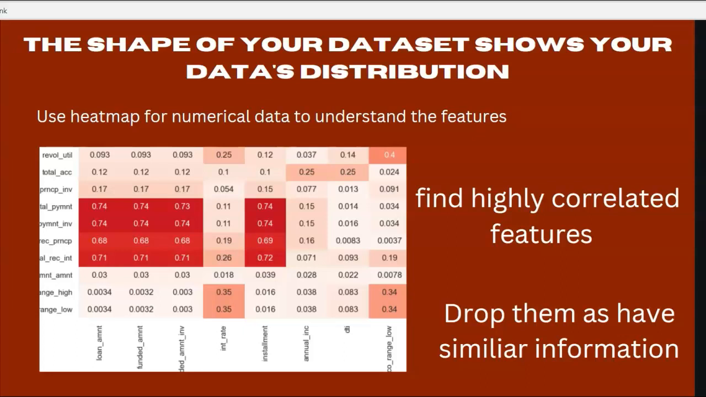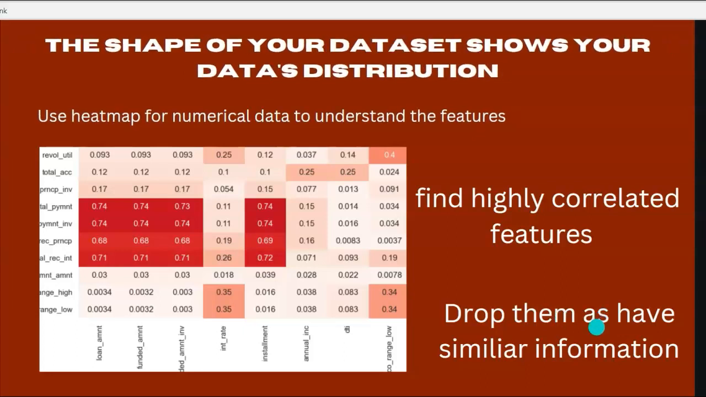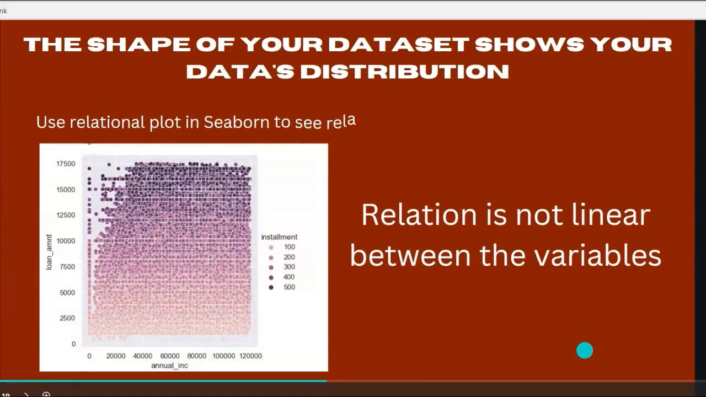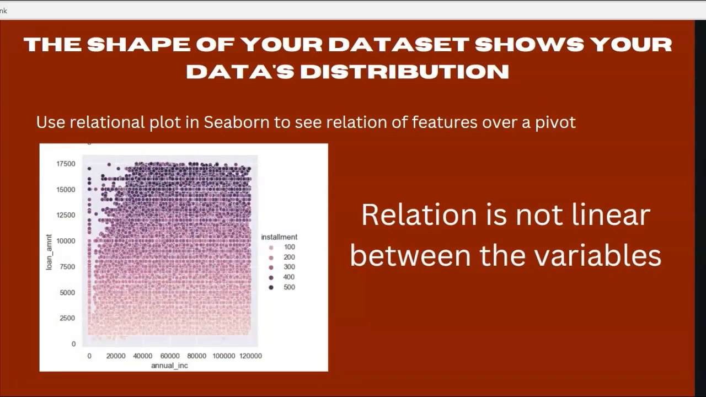So the skewness plot is the first visualization and the heat map is the second visualization. The third visualization is of course a scatter plot. The scatter plot will help you see the relational aspect between the variables.